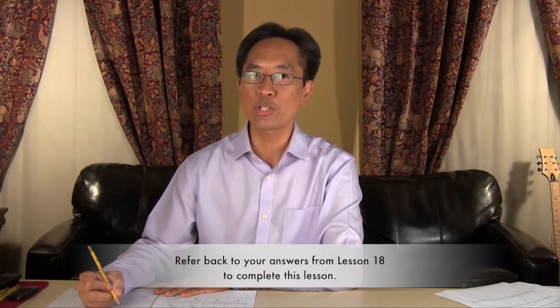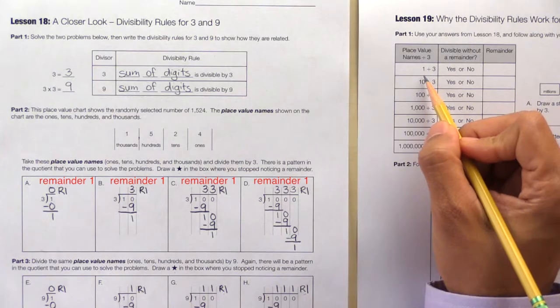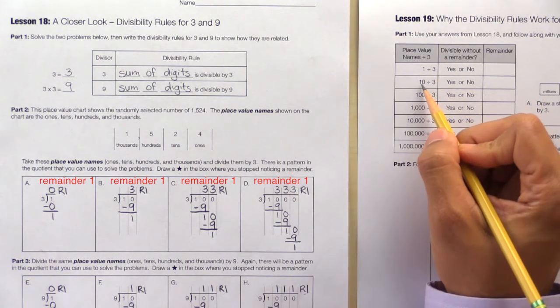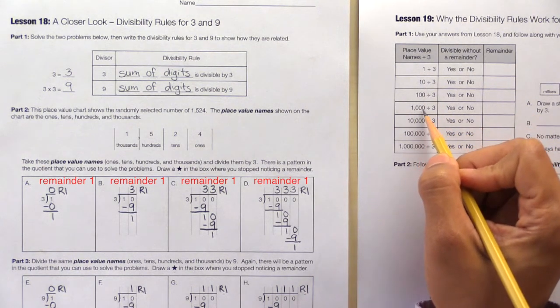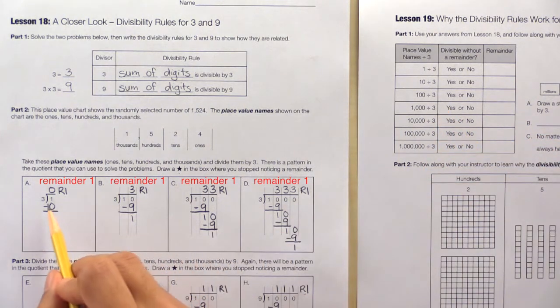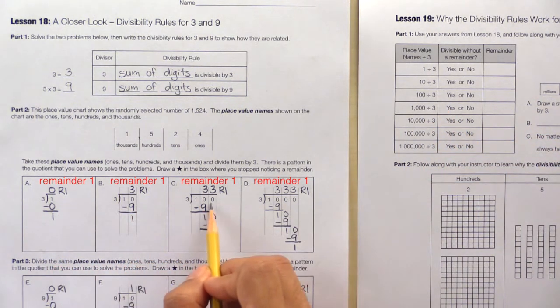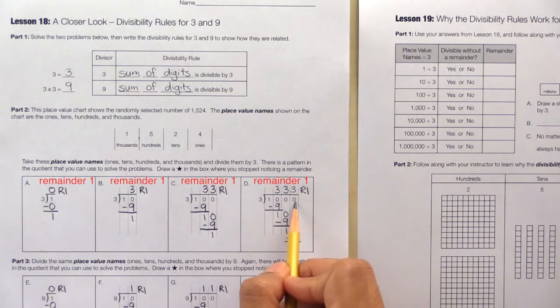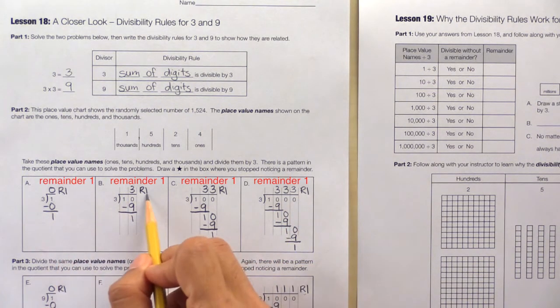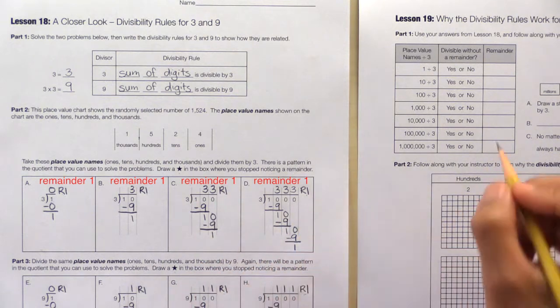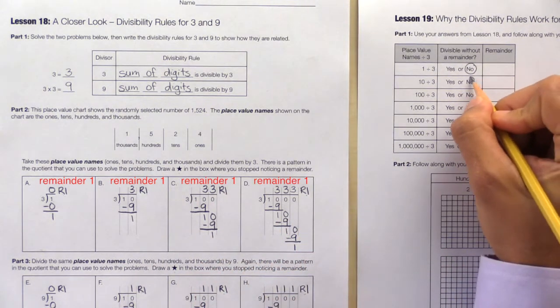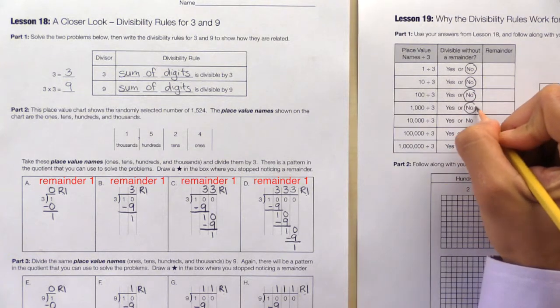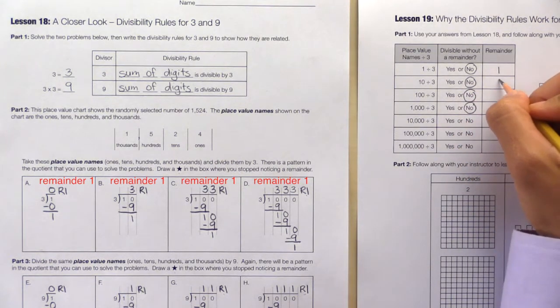In Lesson 13, we're going to find out why the divisibility rules work for 3 and 9, and we're going to use our answers from Lesson 18 to help us. Here, we need to figure out whether 1, 10, 100, and 1,000 were divisible by 3 without a remainder. As you can see here, 1, 10, 100, and 1,000 were not divisible by 3, and they all had a remainder of 1. So let's circle no for all 4 of these problems, and they all had a remainder of 1.